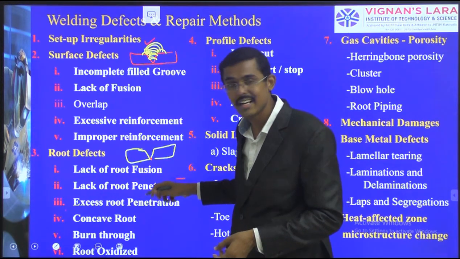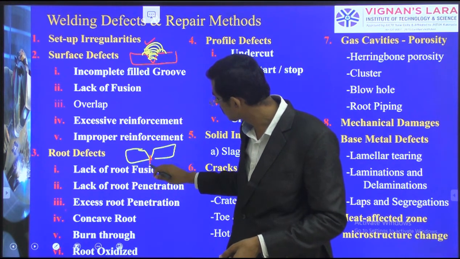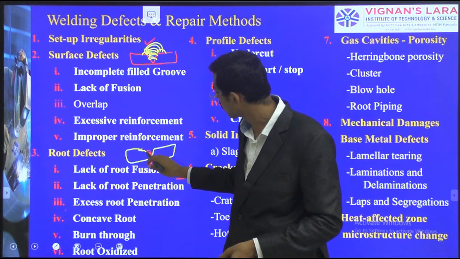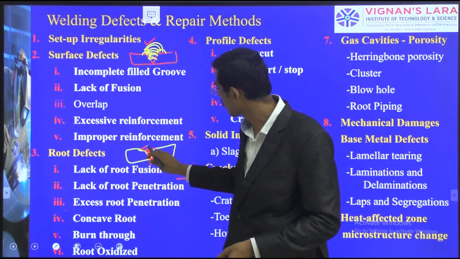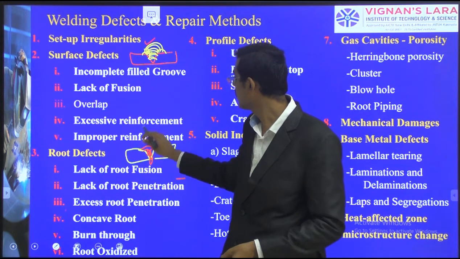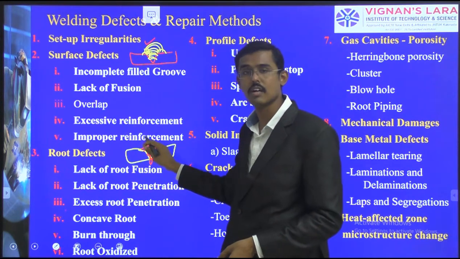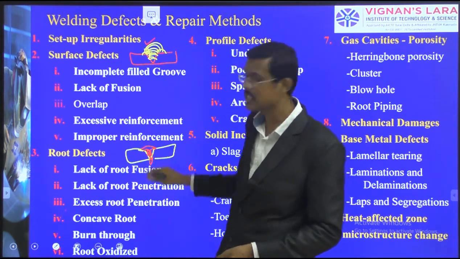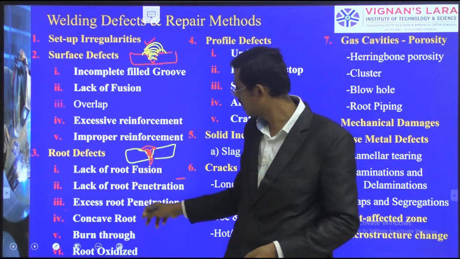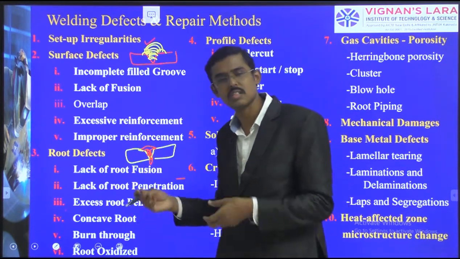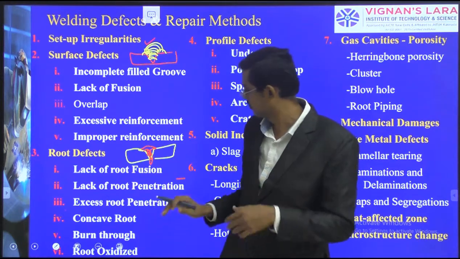What am I doing here? I have welded, but I am doing excess up to here. Here I have welded properly. The surface is welded properly up to this limit, so here there is no excess reinforcement, but excess penetration happens at the bottom. So excess reinforcement and excess penetration are related: one is at the top, one is at the bottom.